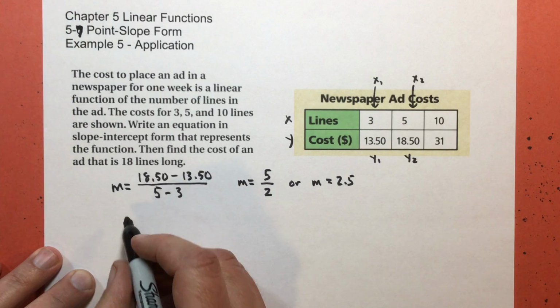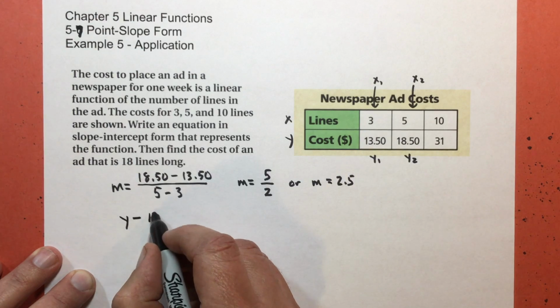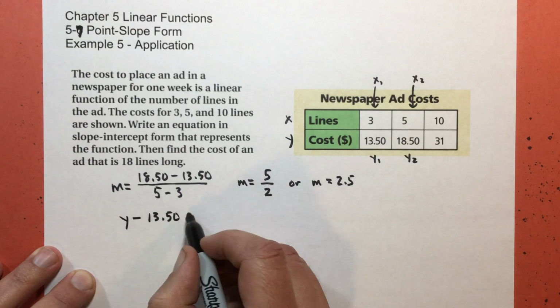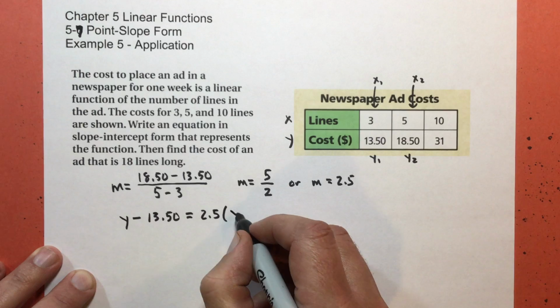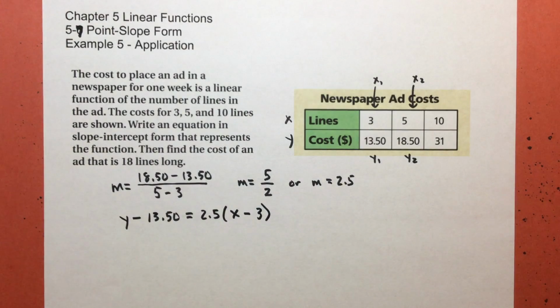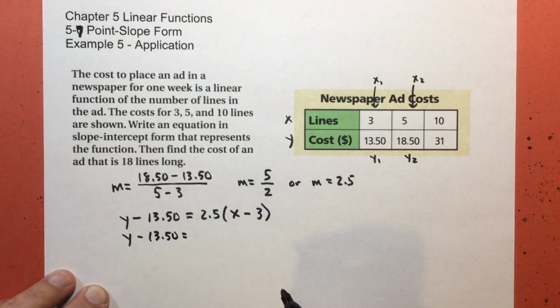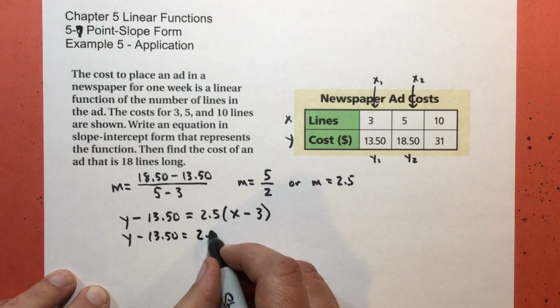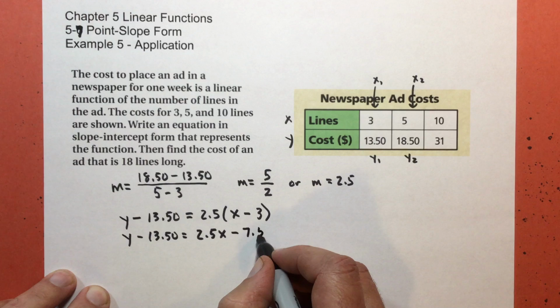Now let's take our information and put it in point slope form. Y subtract y1. My y1 is $13.50. Equals my slope, which is 2.5, times x subtract x1, which is 3. Now, don't panic about the decimals. You can do it. You can multiply with decimals. You can even do this in your head. I'm going to do y subtract 1350. Leave that alone for a moment. 2.5 times x. 2.5 times negative 3 is negative 7.5.